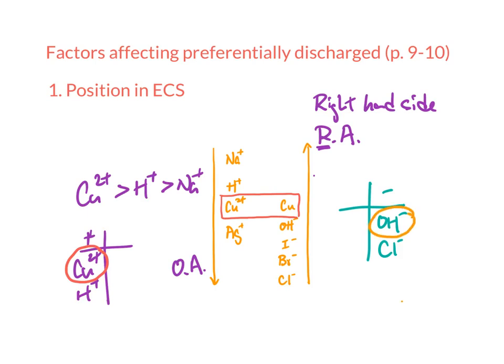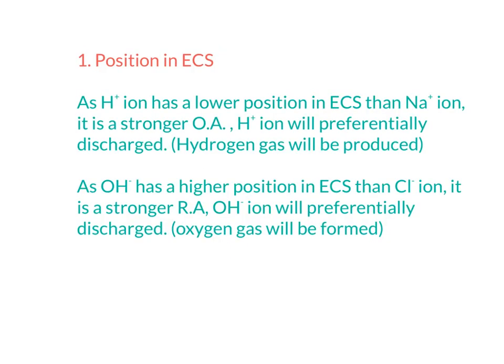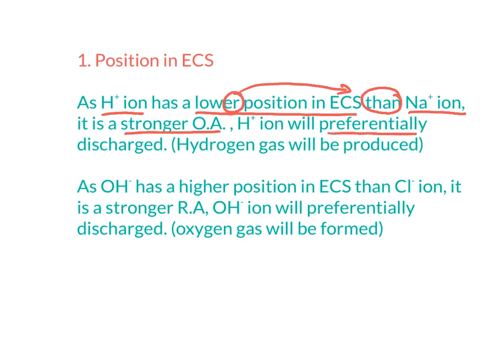So in the exam, the statement you write will be like this. You have to write down several things. You have to say that the hydrogen ion has a lower position in the ECS than Na+, because you're using OA. What does that mean? That means H+ ion is a stronger OA. So at the end, you use "preferential discharge" to describe it: H+ will be preferentially discharged.